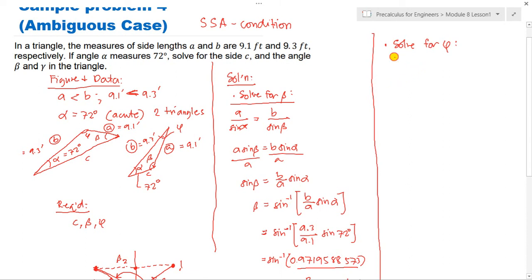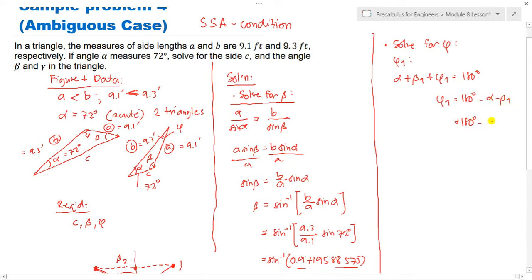Okay, there are two triangles. So for gamma 1, alpha plus beta 1 plus gamma 1 is equal to 180 degrees. That is, gamma 1 is equal to 180 degrees minus alpha minus beta 1. So that is 180 degrees minus alpha, which is 72 degrees, minus beta 1, which is 76.4 degrees. So gamma 1 is 31.6 degrees approximately. This is our gamma 1.